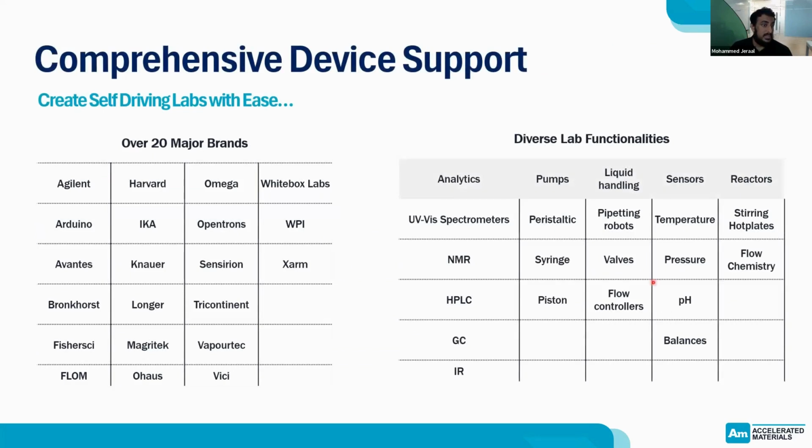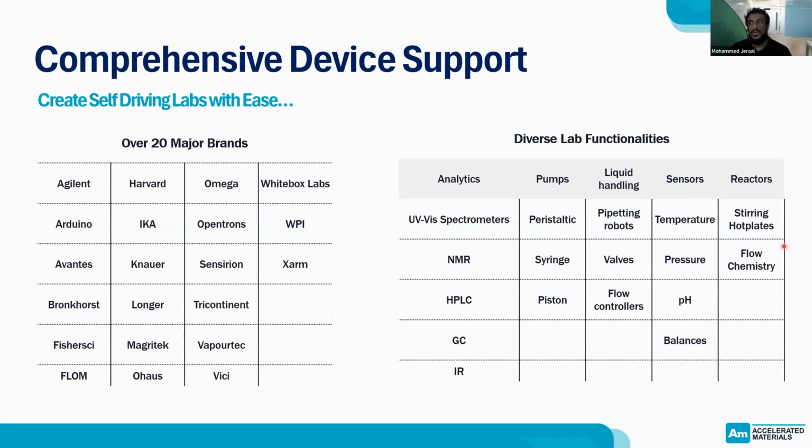So in terms of self-driving labs, we support a range of devices from a range of manufacturers. We start with simple things like syringe pumps, peristaltic pumps, moving on to pieces of analytical equipment, HPLC systems, NMR systems, and extending all the way to fully automated flow chemistry systems.